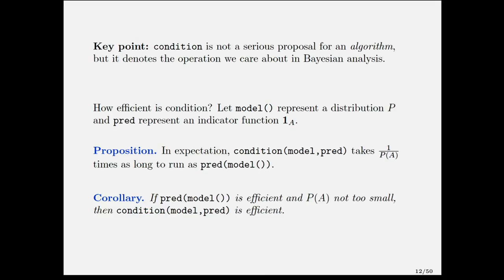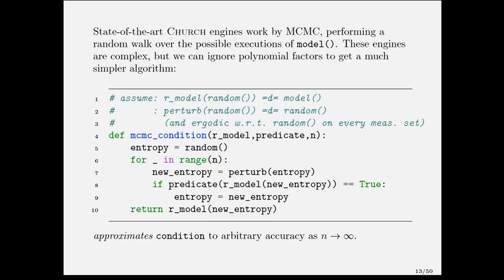All right, so if condition is not a serious proposal for an algorithm, then what are we doing in probabilistic programming? So state-of-the-art algorithms are doing something like what's described here. And at a high level, they're performing a random walk. So it's a Markov chain Monte Carlo approach. In what space are they performing a random walk? They're performing a random walk in the space of possible ways the program could have run.